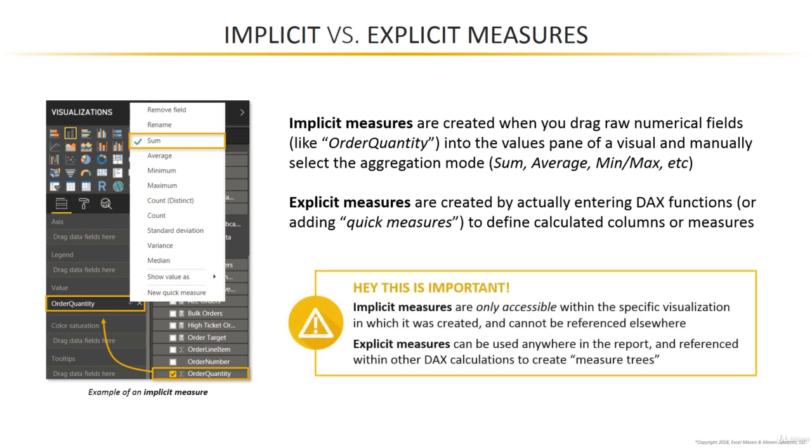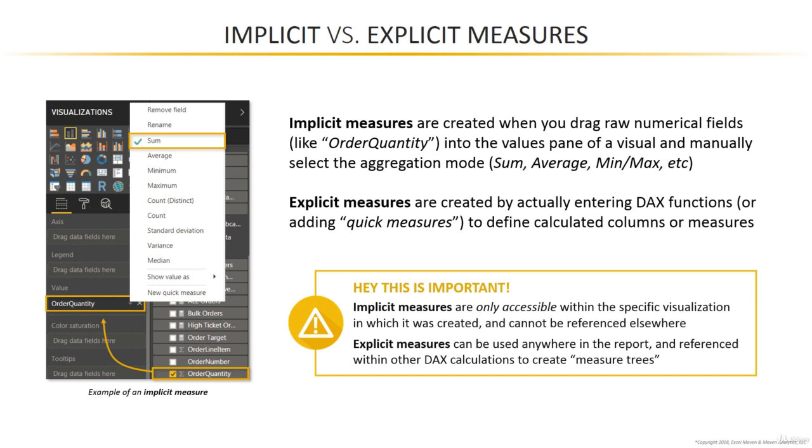Implicit measures are only accessible within the specific visualization in which they're created. You can't reference that sum of order quantity anywhere else. Same exact idea as a calculated field in an Excel pivot table. It can only be accessed and analyzed in that place. But what's great about explicit measures is that they can be used anywhere in the report once you create them, and referenced within other DAX calculations to create more complex formulas or something that we call measure trees.